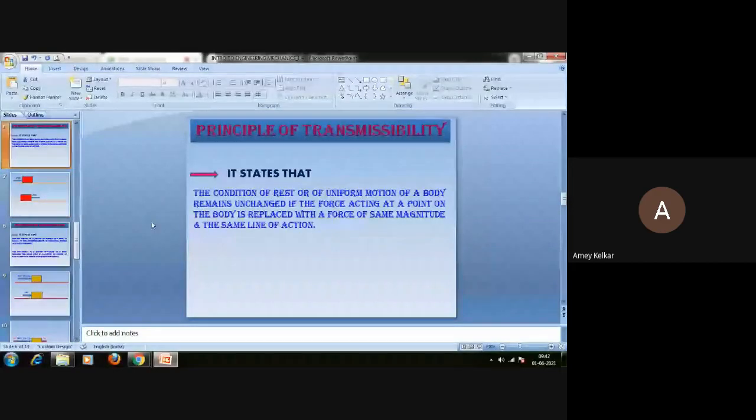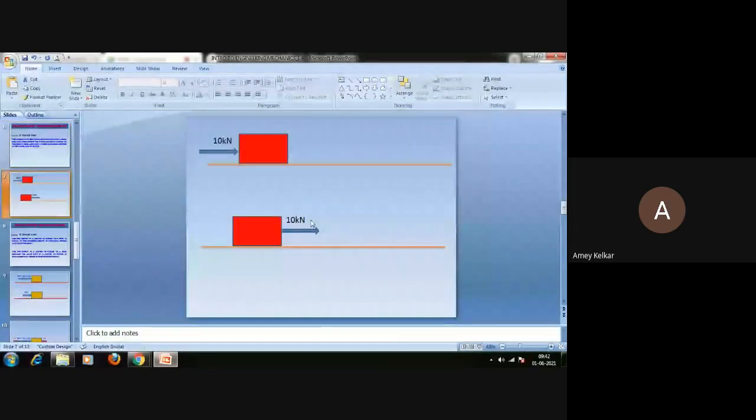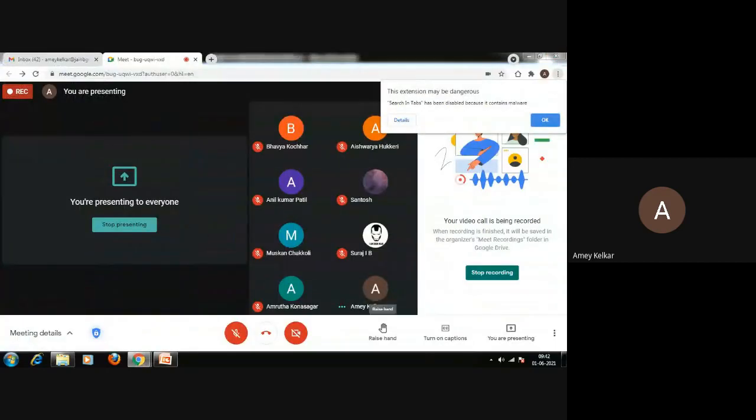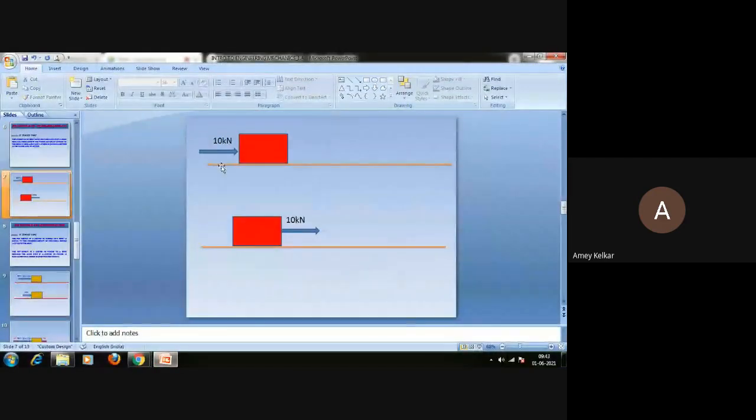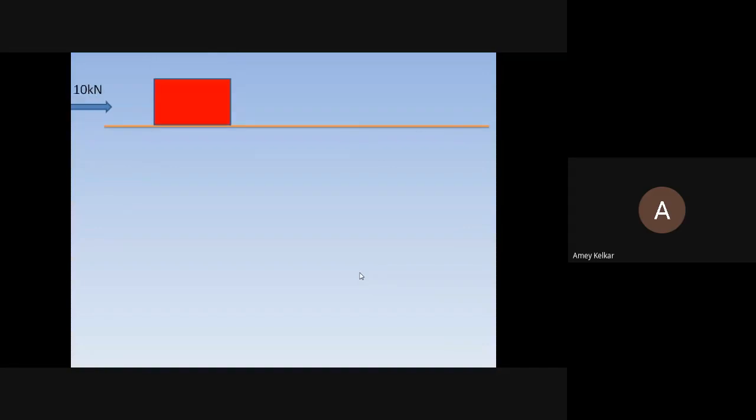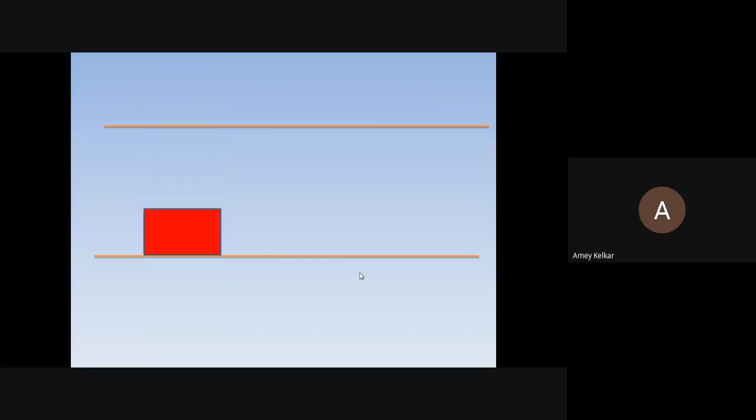So the principle of transmissibility states that if the line of action of the force is the same, the result desired will be the same. When I explained this, the 10 kilonewton force was first acting from the left side of the box. In the second case, that same force came from the right side. This caused the rightward movement of the box, and in the next case, as the line of action and the intensity of the force were the same, only the action changed from push to pull, the same result was obtained. This is the principle of transmissibility of forces.